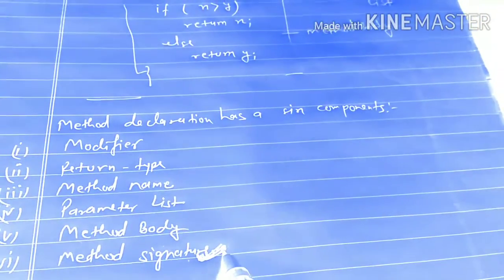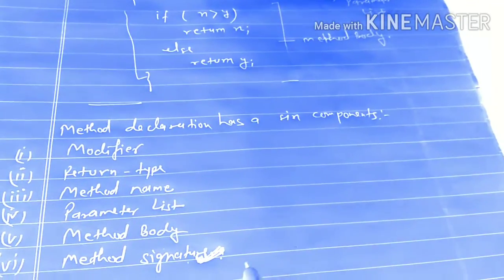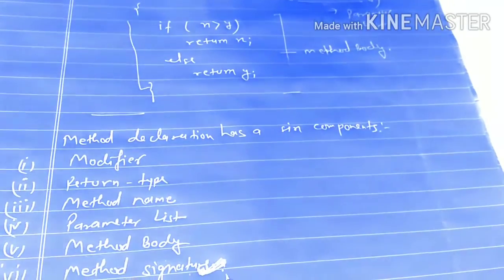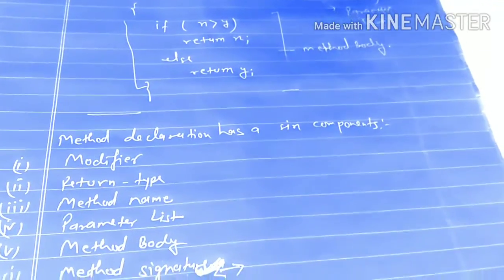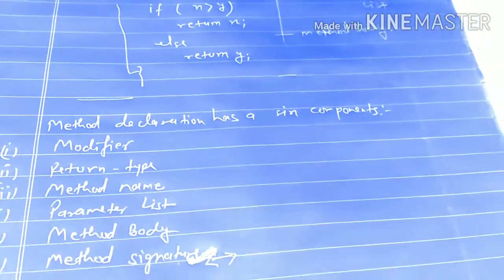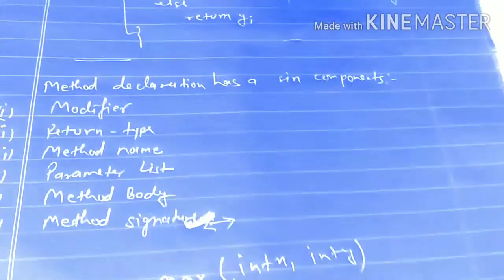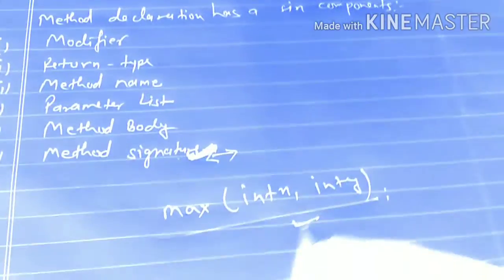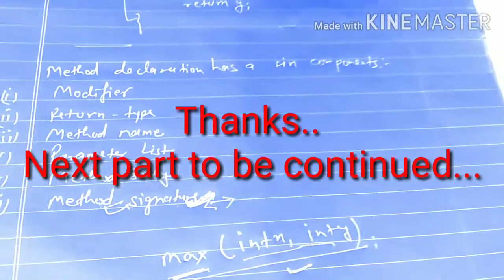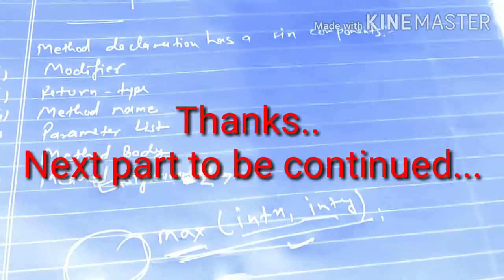What is a method signature? A method signature consists of the method name and the parameter number and types, but no return type. For example, max(int x, int y). This is called a method signature: the method name and the passing parameter list, but there is no return type.